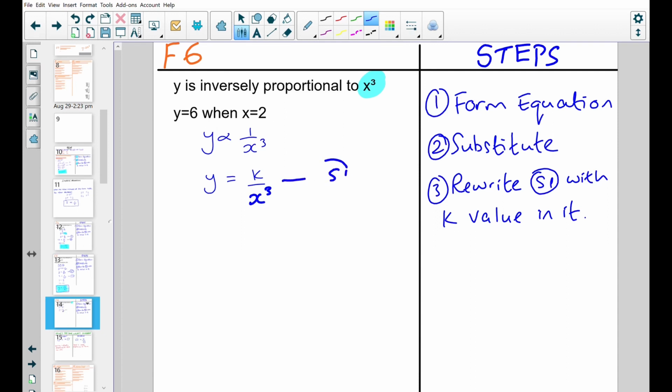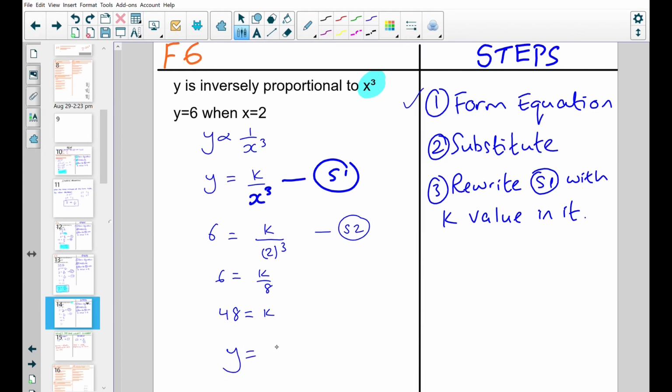Step 1. Next step, substitute. When y is 6, k over 2 to the power of 3 here, which is 8. Multiply by 8 on both sides gives k is 48. This is step 2. And lastly, step 3, rewrite step 1 with the k value in it. So y equal 48 over x cubed. This is my final answer.